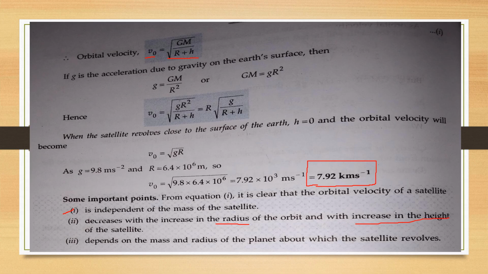Also the third point, that orbital velocity depends on the mass and the radius of the planet, which is also shown in equation number 1, that orbital velocity depends upon capital M, that is the mass of the Earth, and capital R, that is the radius of the Earth. So this point is also very much clear, that orbital velocity depends on the mass and radius of the planet about which the satellite revolves.